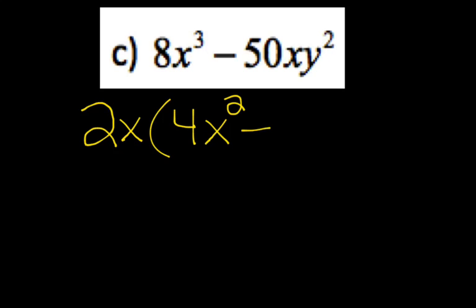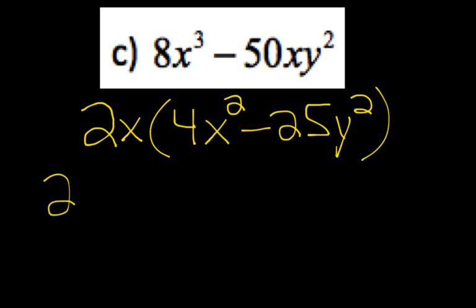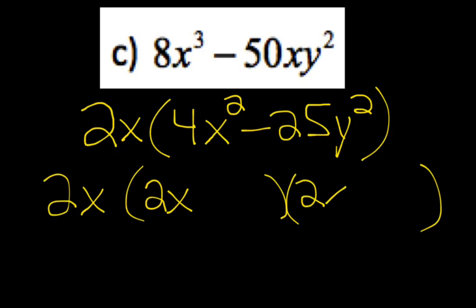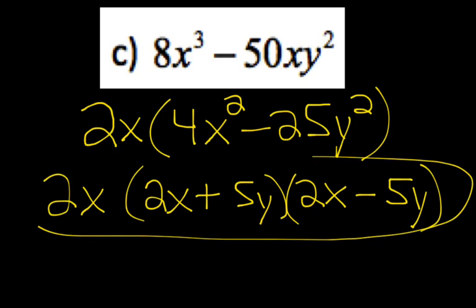Okay, this one doesn't look like a difference of squares at all, so we have to take out the GCF first. So we notice that they would have a 2 in common as well as an x, and that leaves us with 4x squared minus 25y squared, and then we can go right to the answer. So we can put 2x in the first two spots, and then 5y in the next two spots, and one's plus and one's minus.